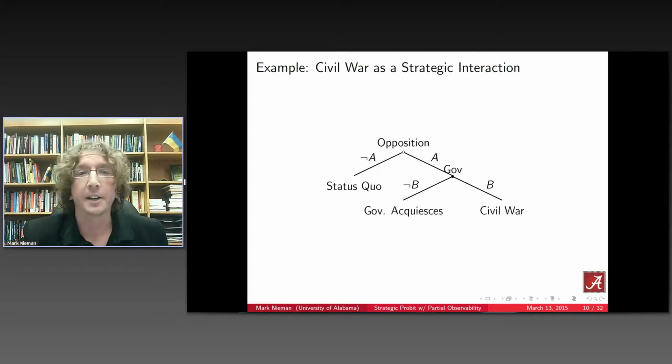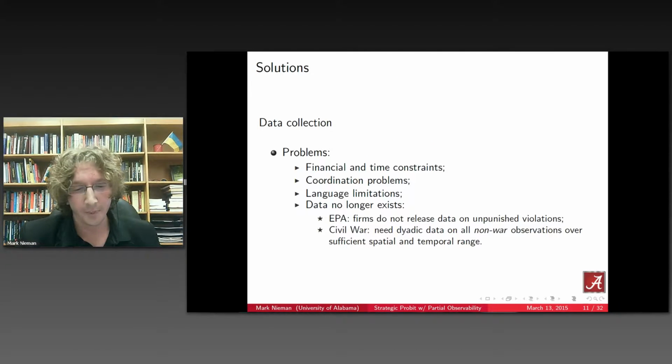Again, turning back to the example of civil war, in our Correlates of War data set, we typically don't know that an opposition group challenged the government. We don't have data on that. We only have data on if both action A and B occurred. So there are several potential solutions to this.